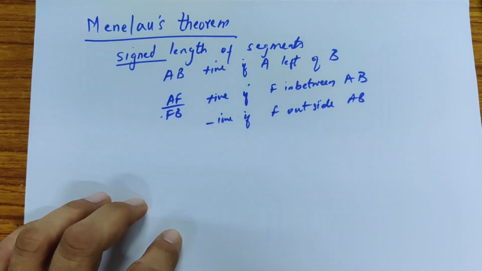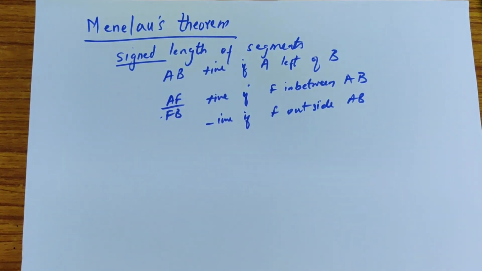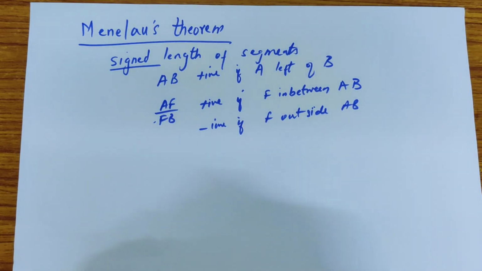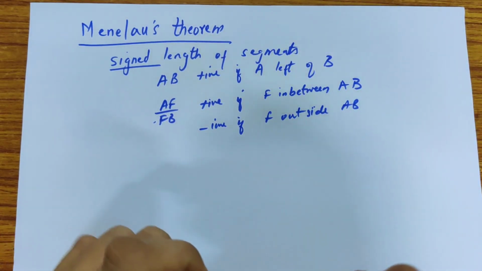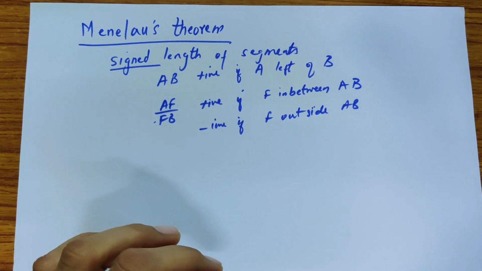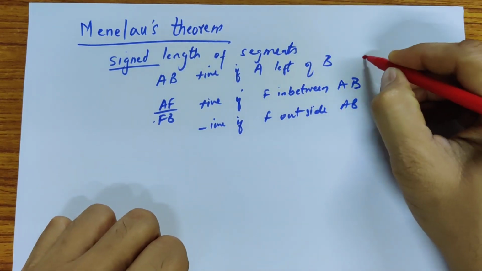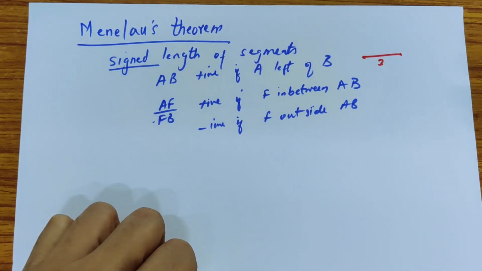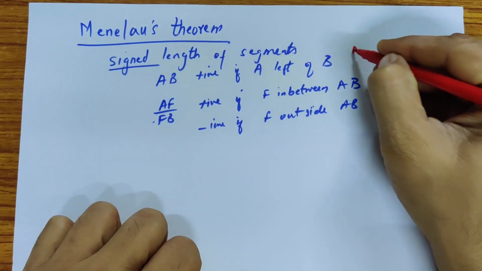So Menelaus's theorem is basically using signed length. The first thing you need to understand is the idea of signed length, because length is length. Usually if you write a segment AB, AB has length 3, and then you would have said AB is BA. But in this case you don't.